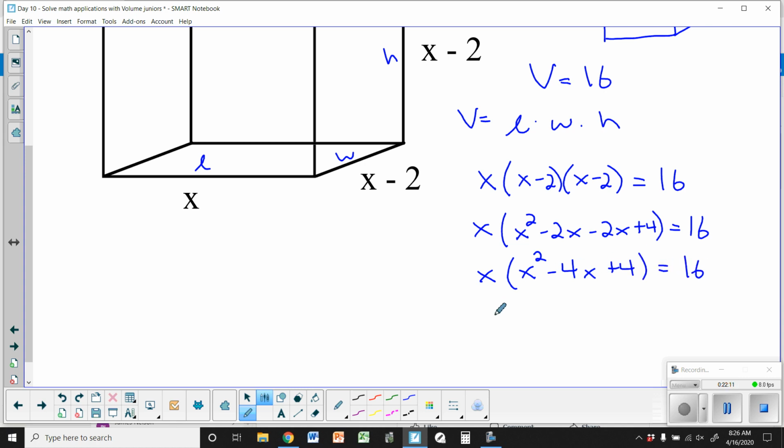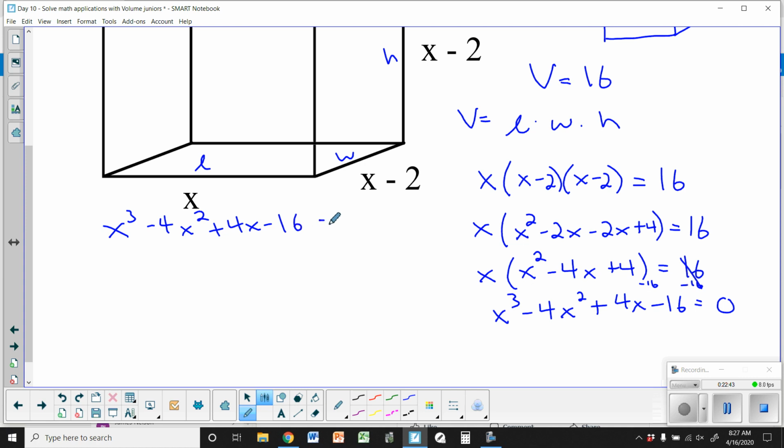Then we can multiply that x in, so we have x cubed minus 4x squared plus 4x. And then the 16, remember, we got to move to the other side, so we subtract 16. Then now it's going to equal 0, because these two are going to cancel out. All right, so I'll just rewrite it over here. We have x cubed minus 4x squared plus 4x minus 16 equals 0.